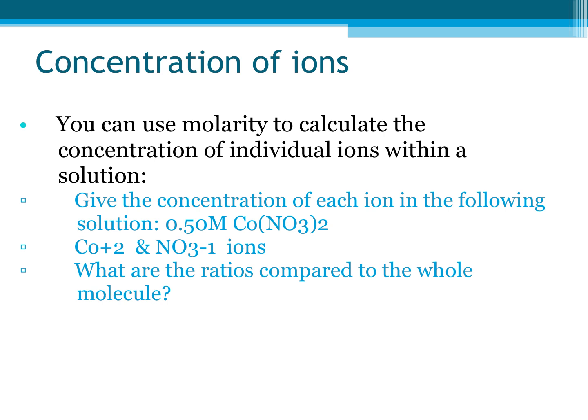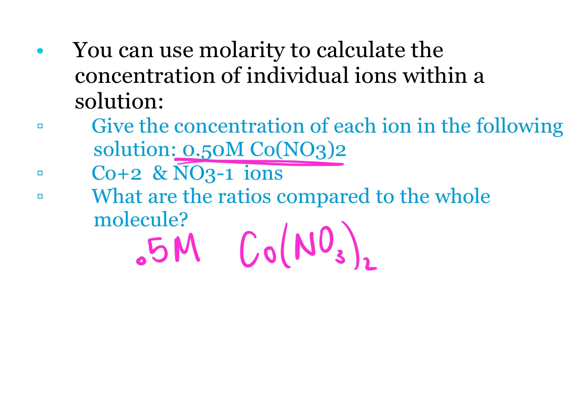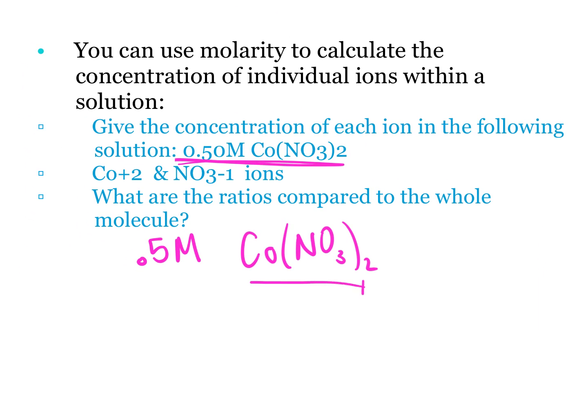Give the concentration of each ion in the following solution. So let's say I have a solution that is 0.5 molar cobalt(II) nitrate. There's my formula, and my overall solution has a concentration of 0.5 molar. Now, I want you to think about this question. Within this compound, if I have one molecule of cobalt nitrate, how many cobalt atoms are present?